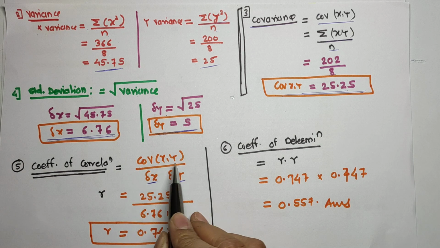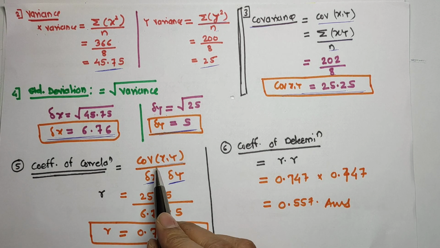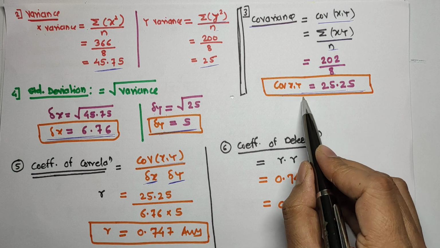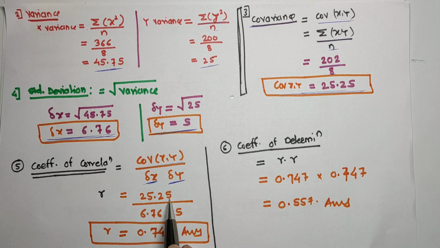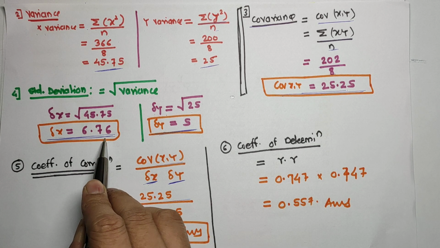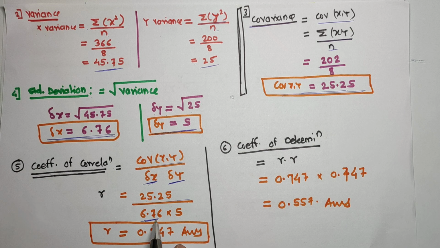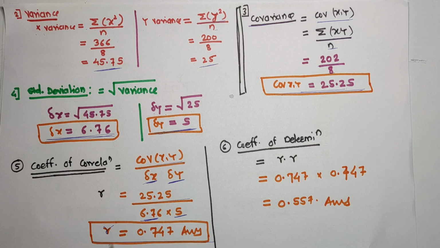That is covariance of xy divided by sigma x into sigma y. So coefficient of correlation r is equal to covariance of x and y. Here we have calculated it as 25.25. So just put the value: 25.25 divided by sigma x, the standard deviation of x, which we calculated as 6.76, divided by sigma y, that is 5. So you will get small r, the coefficient of correlation, equal to 0.747.